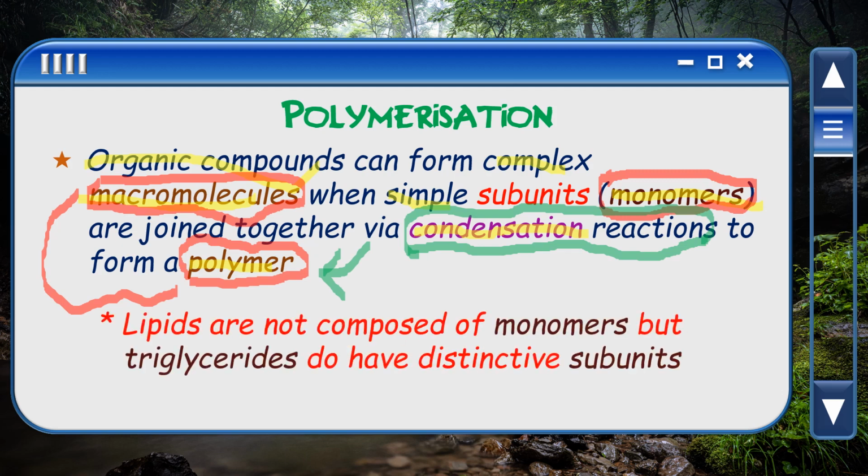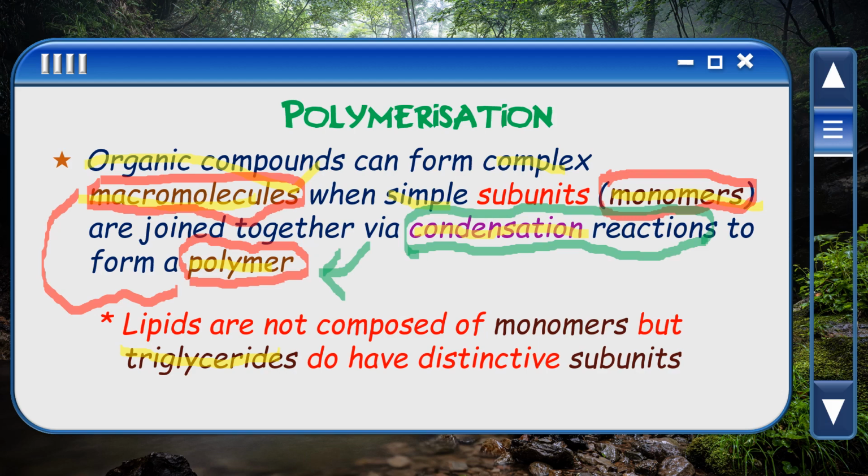Lipids are not composed of monomers, but triglycerides, and they don't have distinctive subunits. Because the lipids are made from fatty acids combined with glycerides, they form what we call triglycerides. But these ones are not made from subunits that are reoccurring.